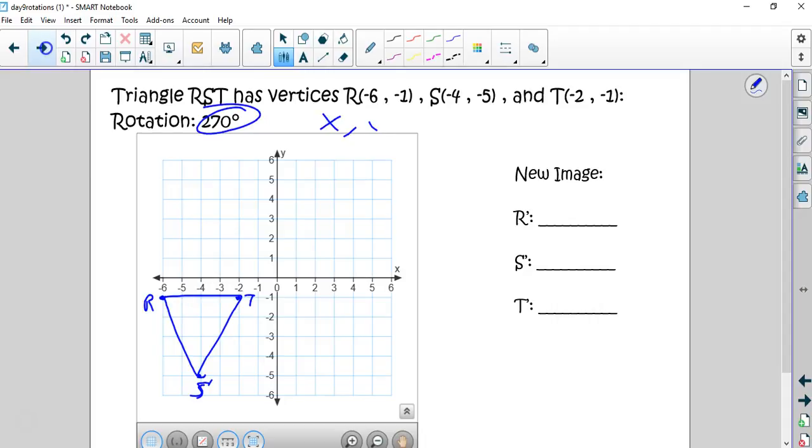But remember with that, we take x, y and shift it. The y comes over here, and this time we take the opposite of x.